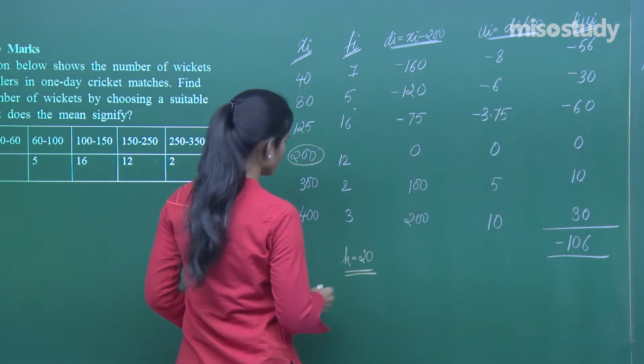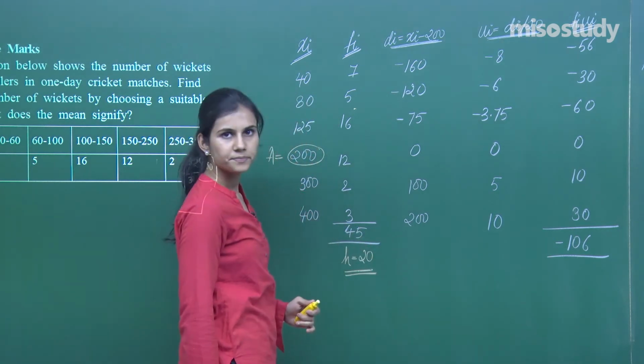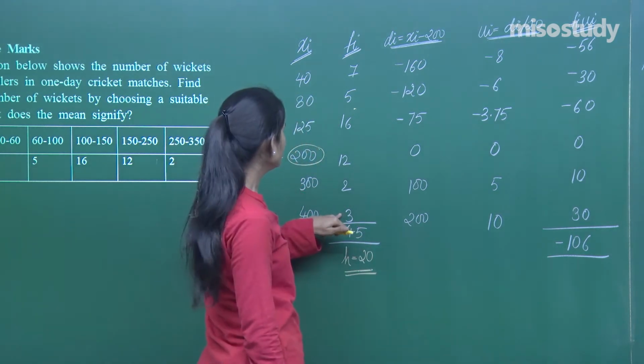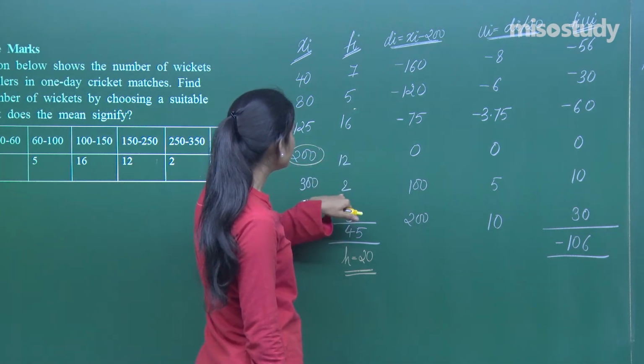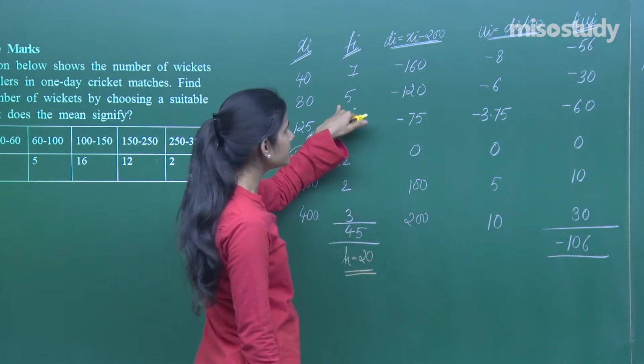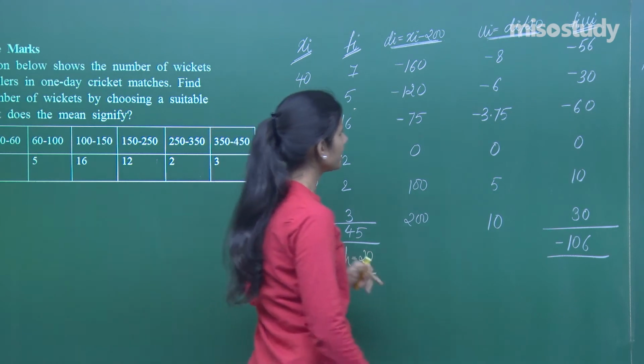And the summation of fi is going to come out as 45. Is it clear? How? Let's see. You have 7 plus 5 is 12, 28, 40, 42, and 45. So you have 45 over here.